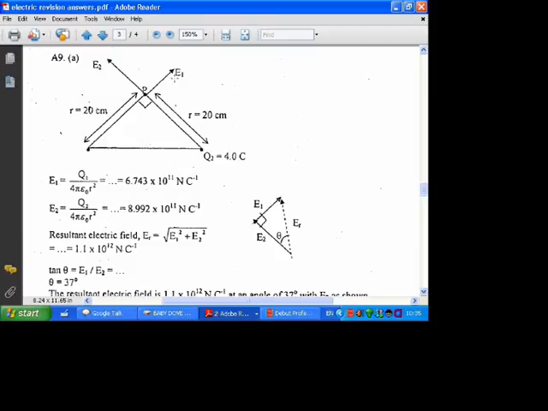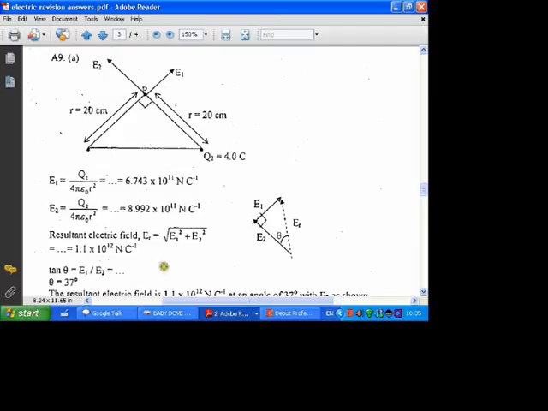And for E2 and E1, you can draw a vector diagram like this, then you add vectorially. After adding up vectorially, you can use Pythagoras theorem, because this happens to be a 90 degree angle. E2 and E1 are at 90 degrees, so you can use Pythagoras theorem to add up. Then once you find the magnitude, don't just stop there, because you need to find the direction, because E field is a vector.